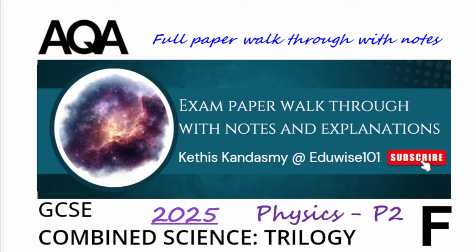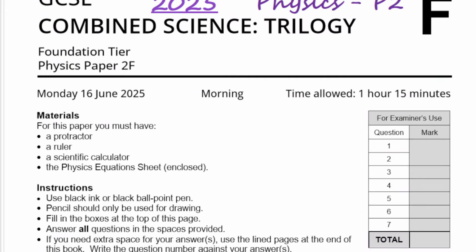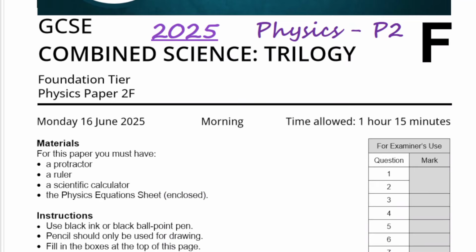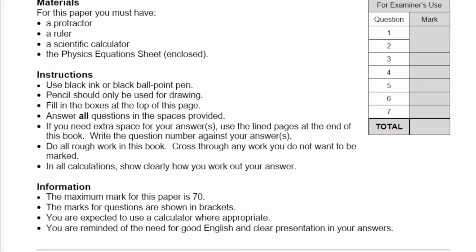In this video, I'm going to go through the AQA Physics Paper 2 Foundation Tier from 2025. This is the latest paper. This is from the Combined Science. Now this paper 2 is 1 hour 15 minutes long and it has 7 questions and it's tested on 3 main topics, which is forces, waves, and magnetism and electromagnetism.